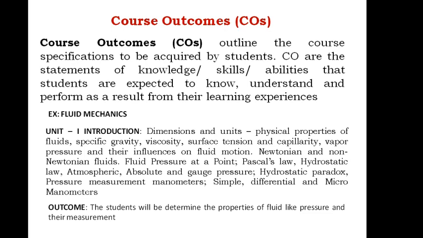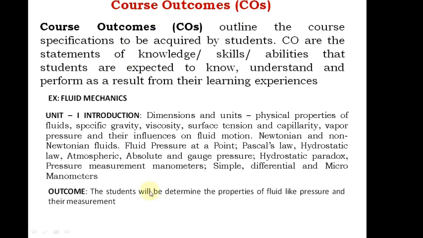So this is the outcome we are going to expect. It means the student will be able to determine the properties of fluid. That is the outcome. If the student learns all these topics, all these physical properties of fluids and everything, atmospheric pressures, gas pressures, everything, after learning this particular unit 1, the student will be able to determine the properties of fluid. This is the outcome. So it is completely related to the course. That's why you can call it a course outcome.